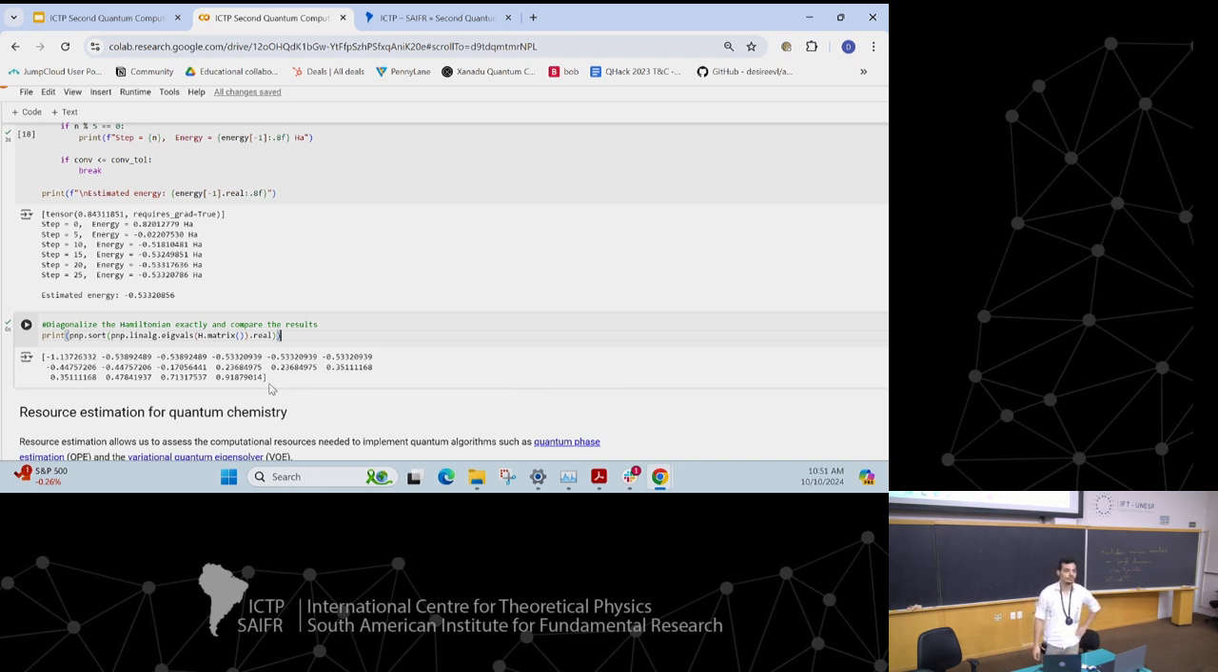How did you know the number of electrons were not conserved? You look at the eigenstates.